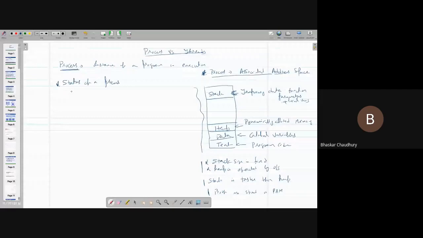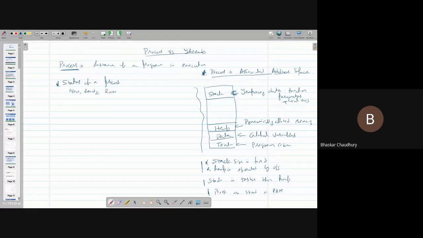Exactly. So it can be new, it can be ready, it can be running, it can be waiting, it can be terminated. These are the important statuses. New means the process is just being created. Waiting is basically waiting for some event to occur. Ready means it is almost ready to be assigned to a processor. Running means instructions are being executed. And terminated means this process has finished execution. So that's the typical state of a process.